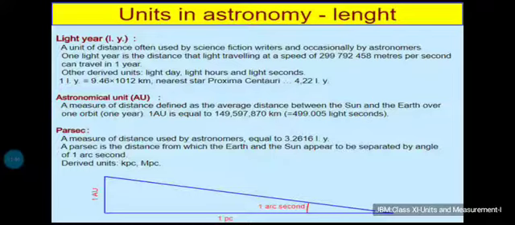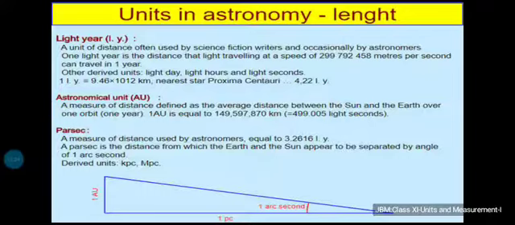Astronomical unit is a measure of distance defined as the average distance between the sun and the earth over one orbit. Now, why has the word average been used? Because the distance between the earth and sun keeps on changing. The orbit of earth is elliptical and the sun is present at one of the two foci. So the distance between earth and sun keeps on changing as the earth revolves around the sun. So the mean distance between earth and sun is given the name of astronomical unit, symbolically written as AU, and 1 astronomical unit is equal to 149,597,870 kilometer.